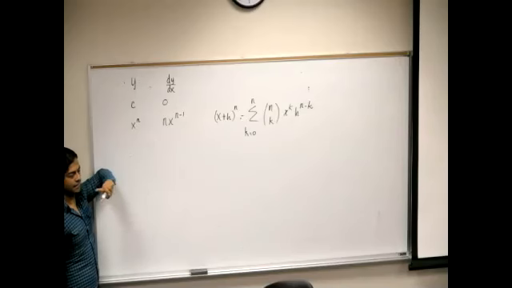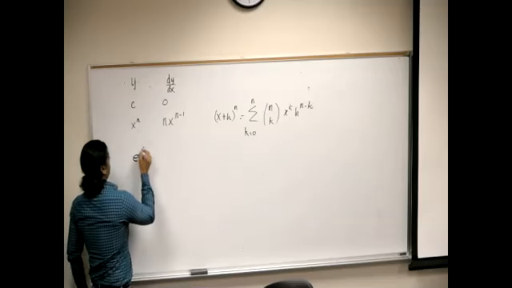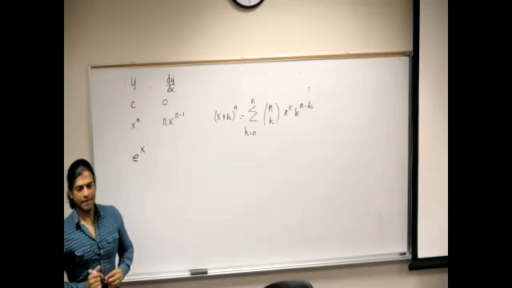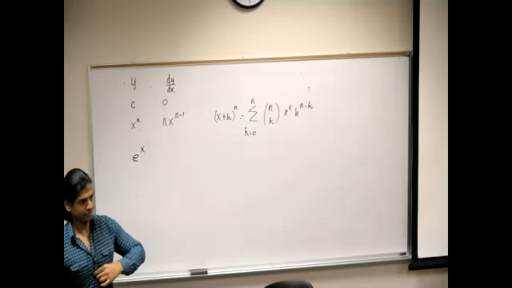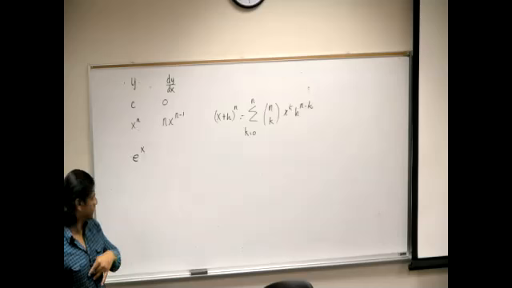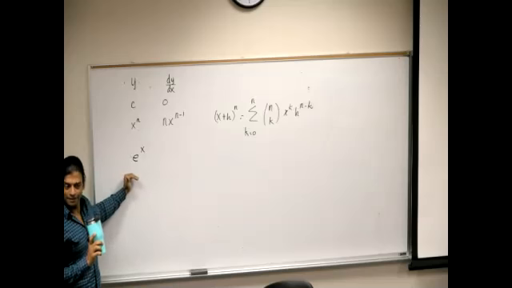Good. That leaves us with one more. E raised x. What is e? E is the natural. 1 point something. 2.71828. Right? It is a number, but it is a natural number.